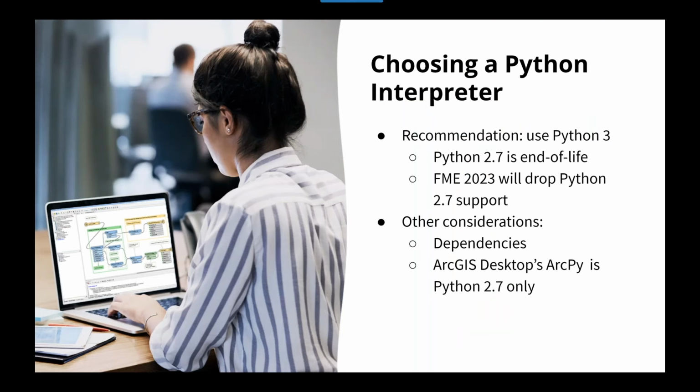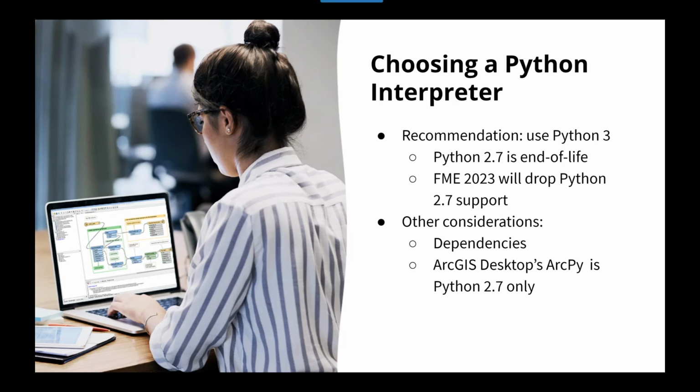So, choosing a Python interpreter. We've got a few different options. Which one would you recommend? I would recommend using Python 3 simply because Python 2.7 is end of life. We've also mentioned this in the FME World Fair: FME 2023 will drop Python 2.7 support. So if you've got any legacy scripts that still depend on 2.7, I would highly recommend upgrading these scripts to be compatible with Python 3.